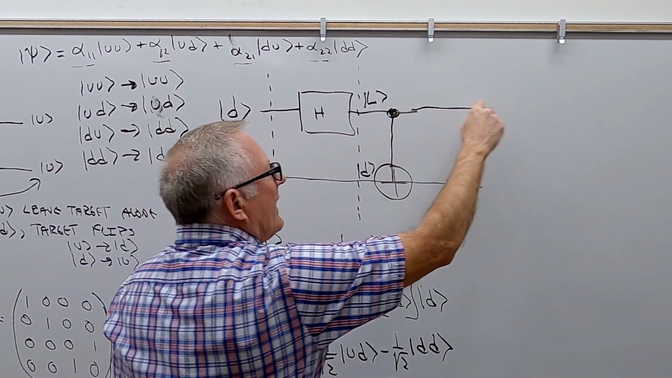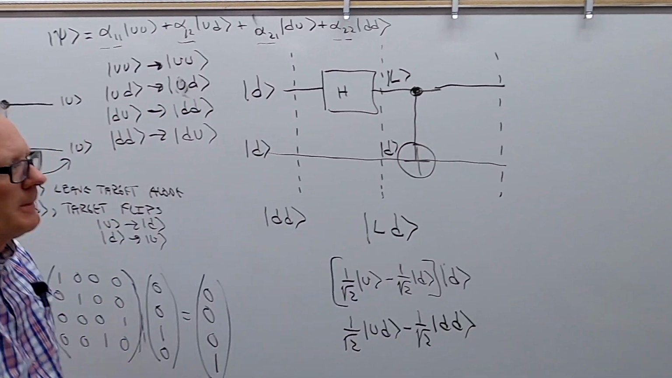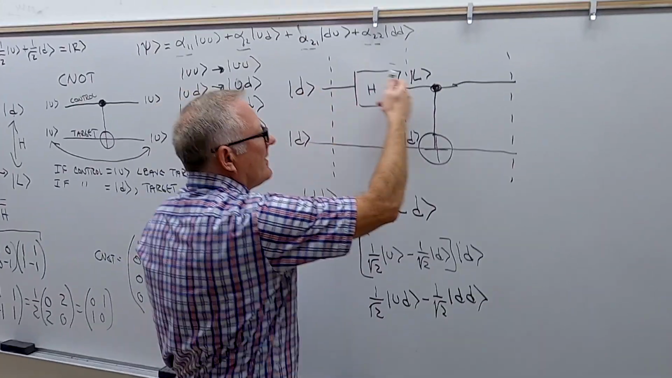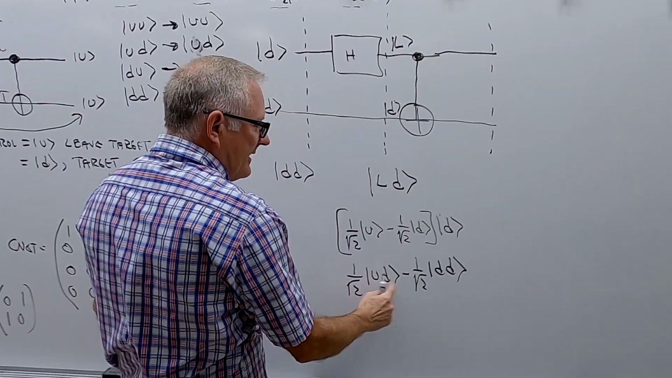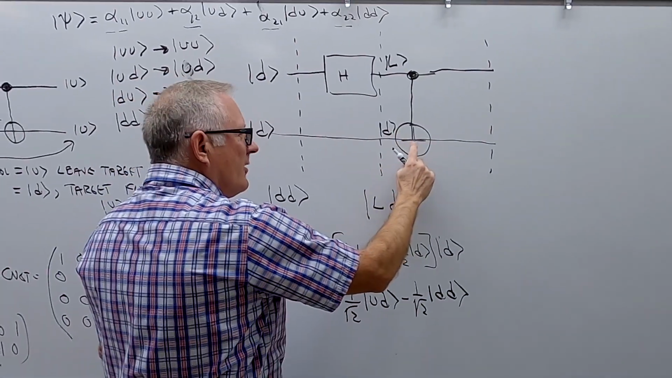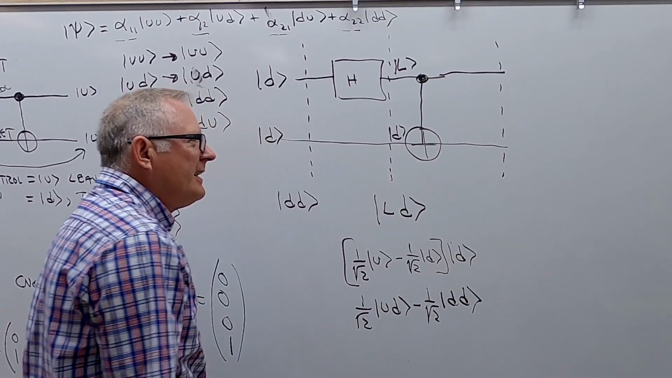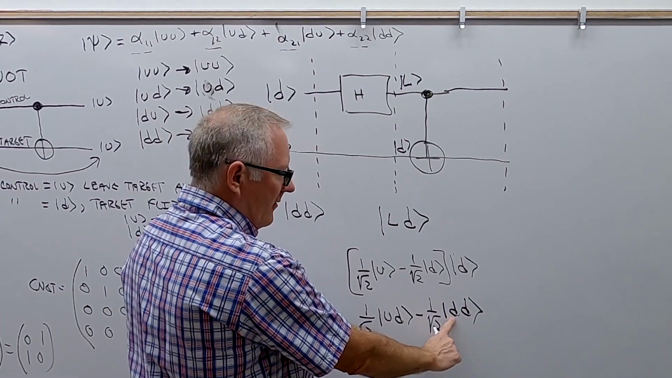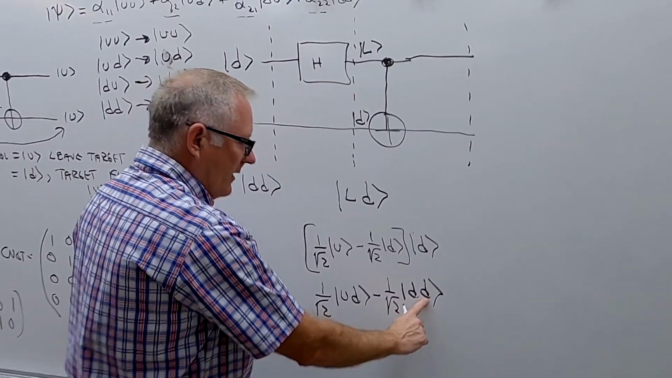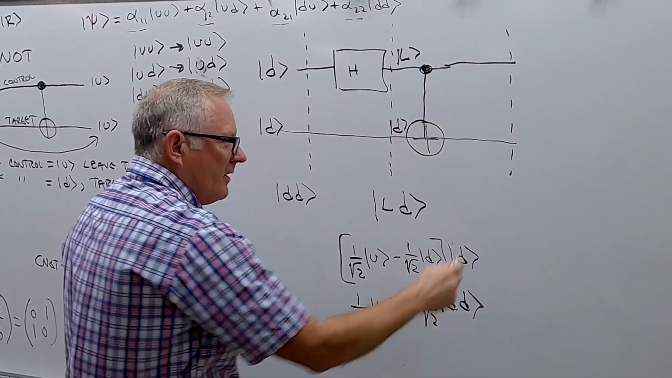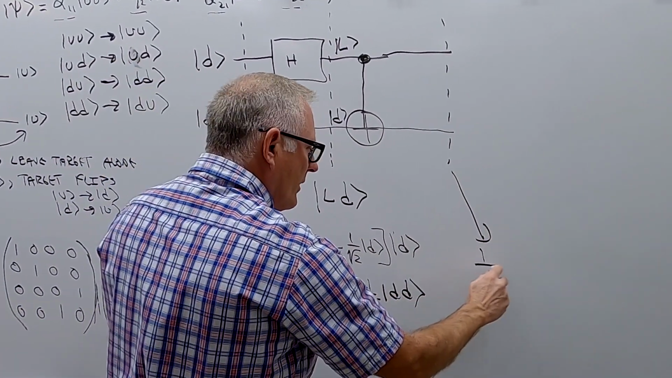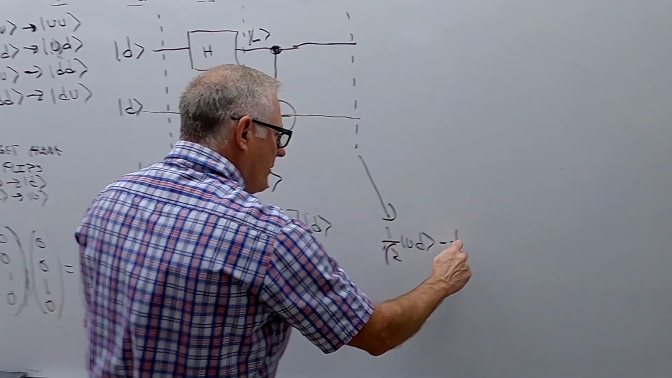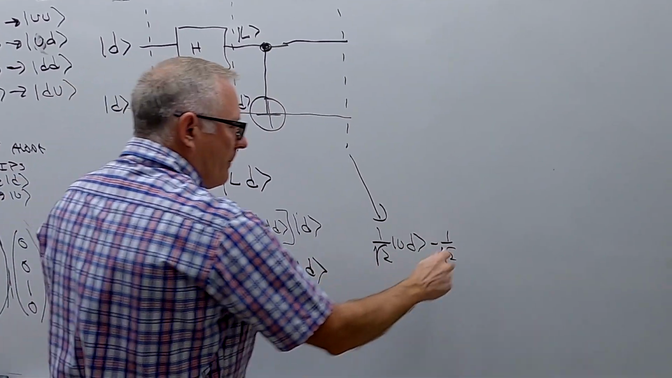Now I ask, what do I have right there? Well, I don't touch the first one. The first guy stayed, he never gets touched across here, so it's still going to stay the same. But the second one is going to change anytime the first one is a down. You notice the first one is a down right there, so that's going to flip the second one. That's all that's going to happen over here. So at this point, what we have is 1 over the square root of 2 up down minus 1 over the square root of 2 down up.